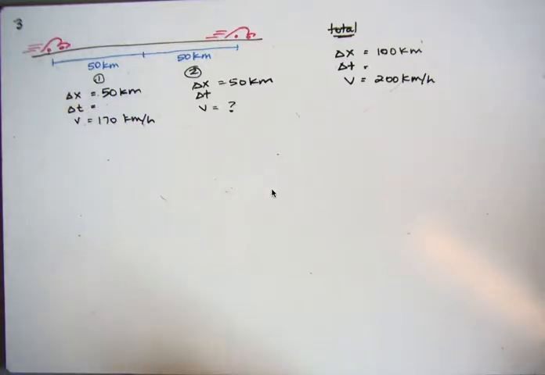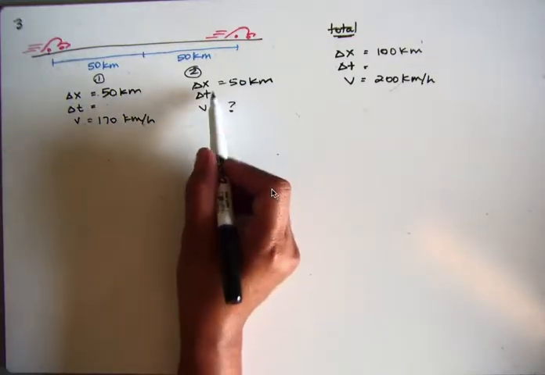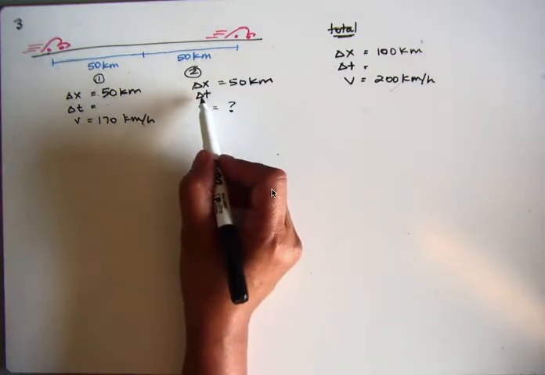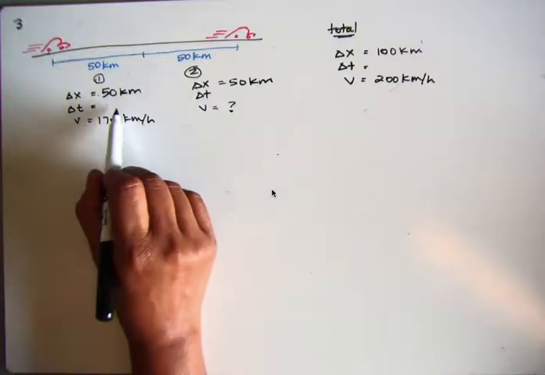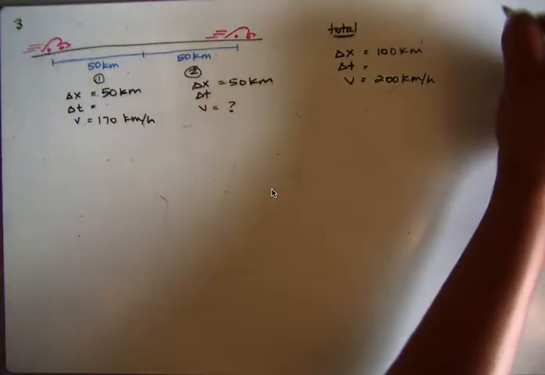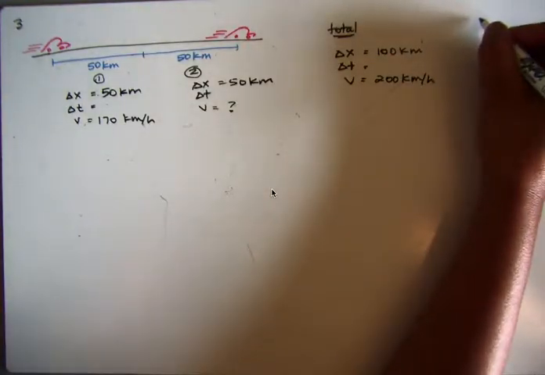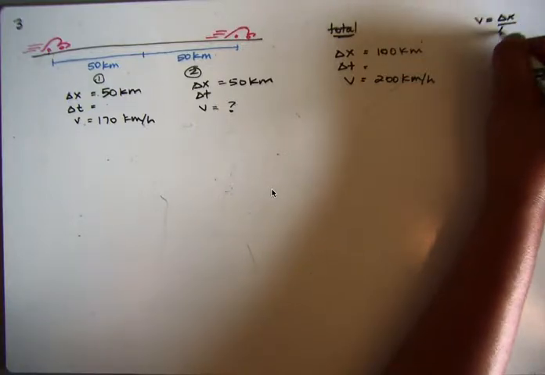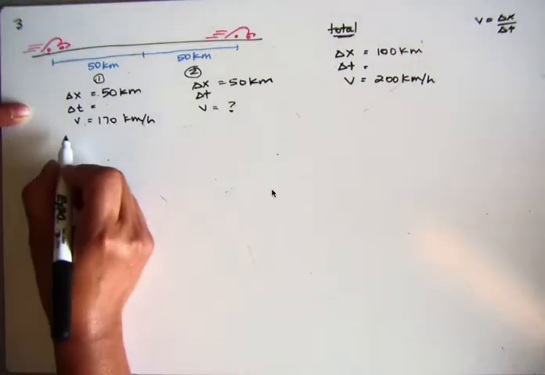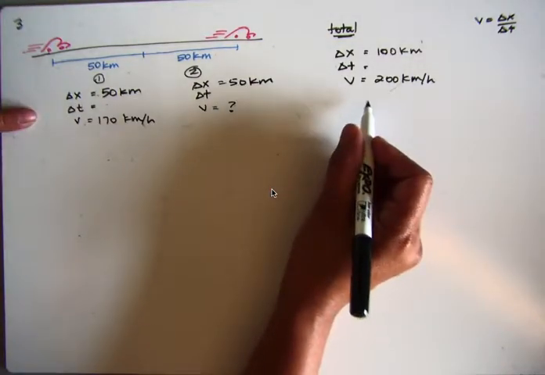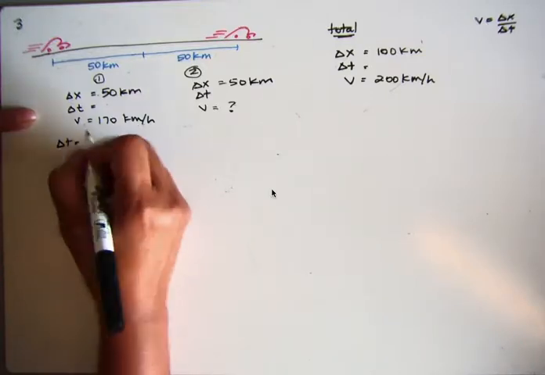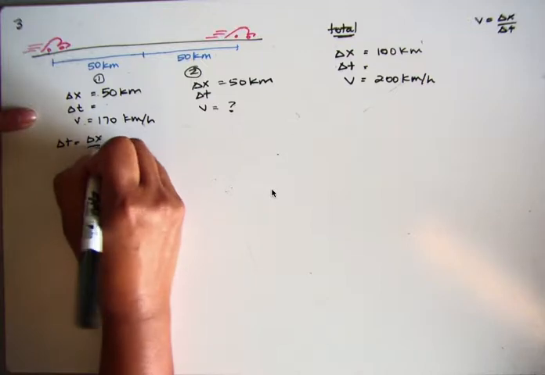So the question is, how do we find a path to what we know? We can't find v because you always need two variables in order to find the third. So how do we find t, and can we find t? Well, we don't know this t, and we don't know this t. But the underlying relationship, v equals delta x over delta t, we can use to find delta t in both the first part and the total. Rearranging that equation, we get delta t equals delta x over v.